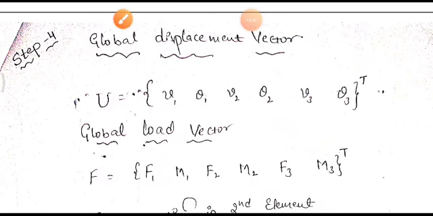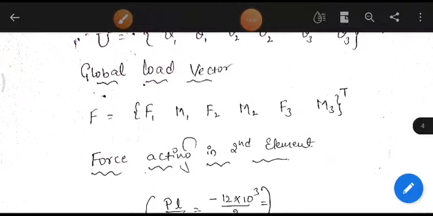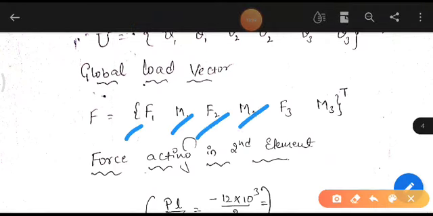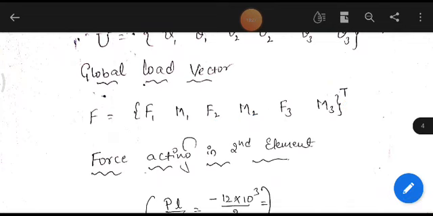Similarly, the global load vector is nothing but again F1, m1, F2, m2, F3, m3. Here we have this because we have two elements, in the sense 3 nodes. 3 nodes means we have 6 loads. At each node we have 2 loads, that is force and moment.